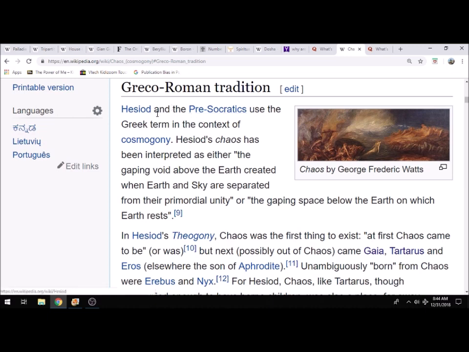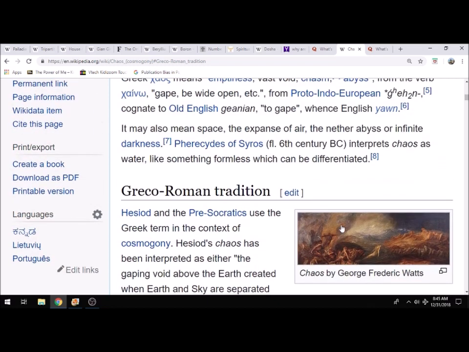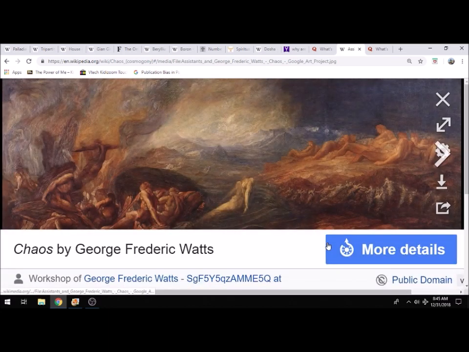All right. The pre-Socratic Greek term of cosmology, chaos has been interpreted as either the gaping void above the earth created when the earth and sky are separated from their primordial unity, or the gaping space below the earth on which the earth rests. Let's see what this painting of chaos looks like. All right. I don't know much about painting. This kind of looks like William Blake to me. Is this William Blake? No, George Frederick Watts.